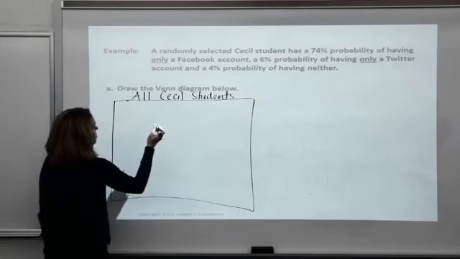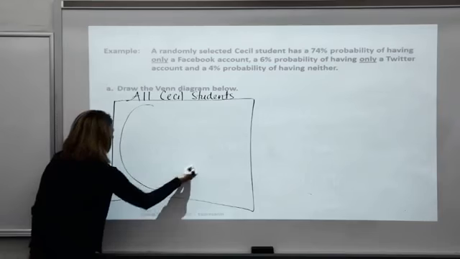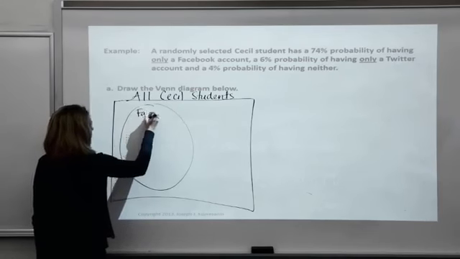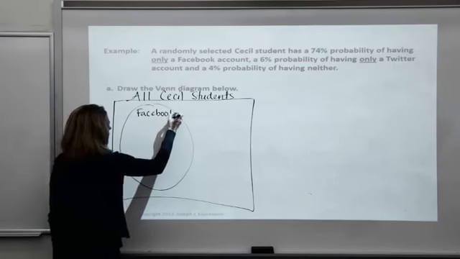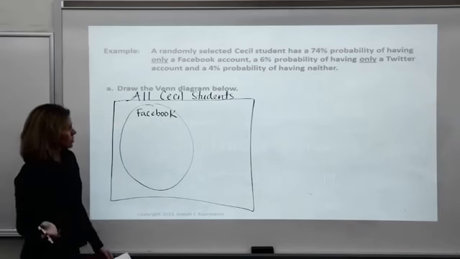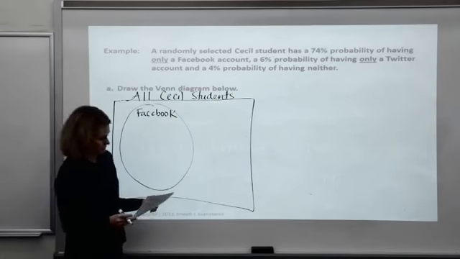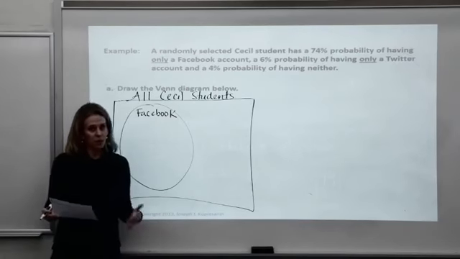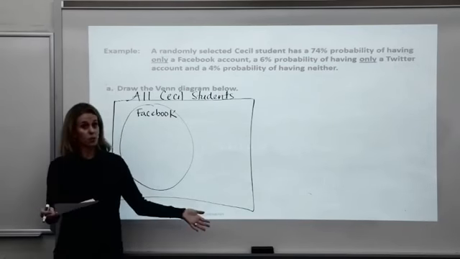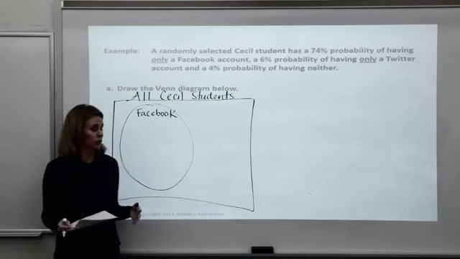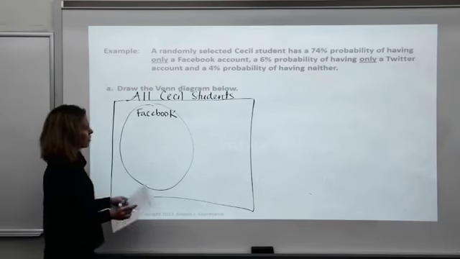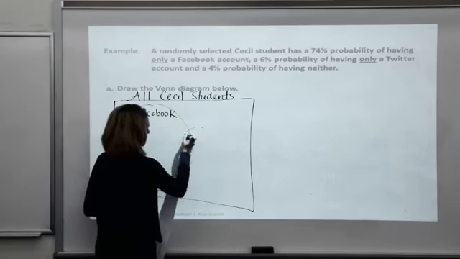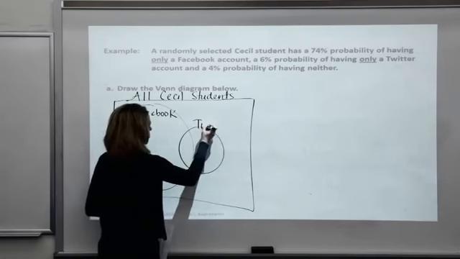A lot of students have a Facebook account. So if this is Facebook, some students have a Twitter account. Now it doesn't say here, and we'll be able to figure this out, but my guess is that some of you have Facebook and Twitter, right? You could have both. So more than likely these events are not disjoint. So I'm going to have them cross over here. And we'll put Twitter here.